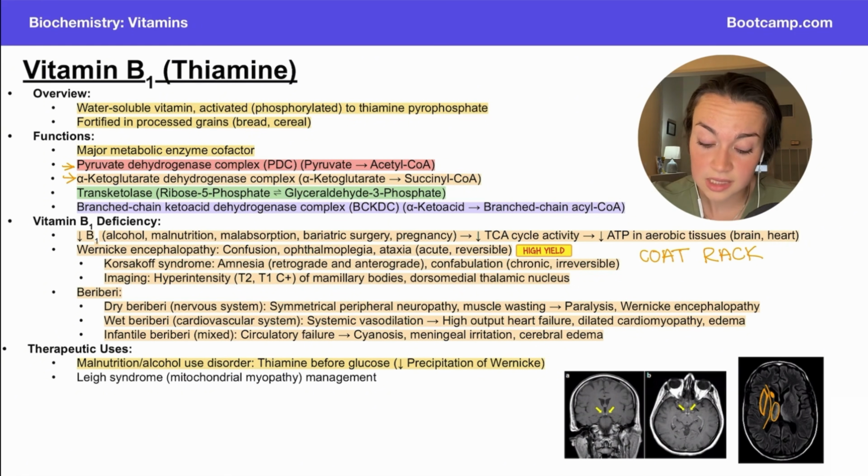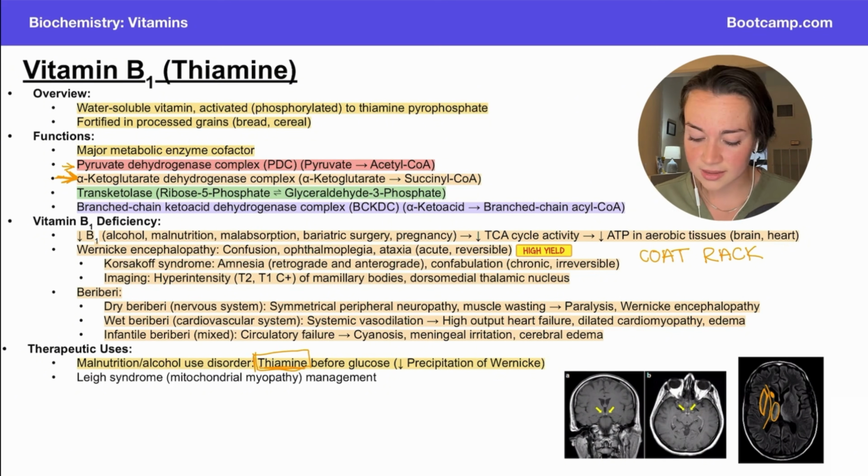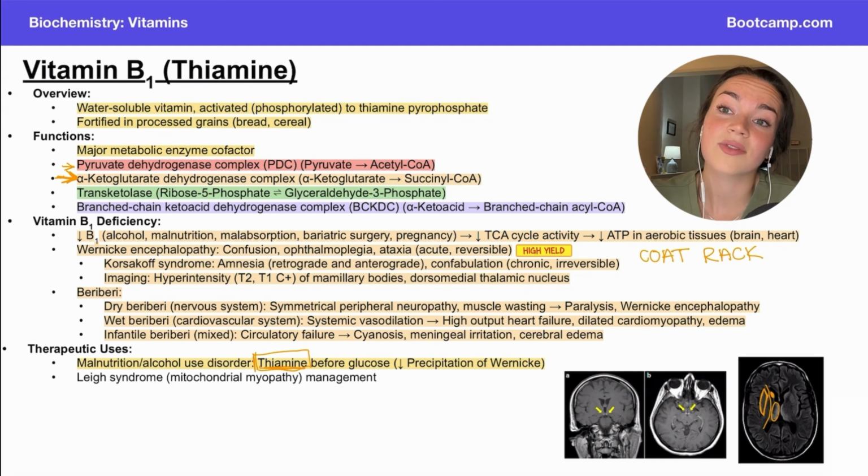Remember, thiamine is an important cofactor of the TCA cycle, meaning you want to make sure that the TCA cycle actually has all of its cofactors and all of its enzymes running smoothly before you actually go and give this patient a load of glucose and try and run the TCA cycle. If you give the glucose first and we don't have thiamine there to support the TCA cycle and its enzymes, you can precipitate Wernicke encephalopathy and make things worse. So always give the thiamine first.